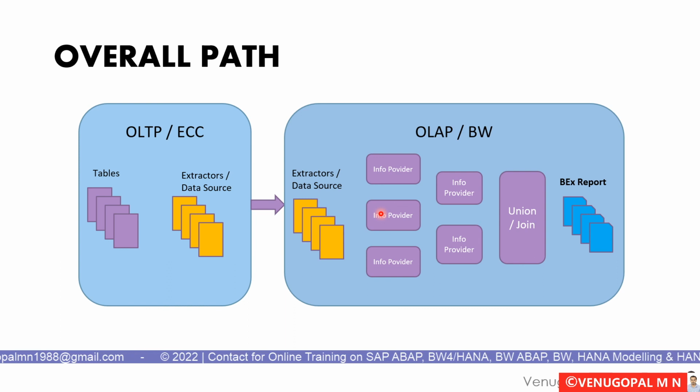With that, we'll see a couple more examples. We'll see what the different types of provider are and all. With that, you will be able to understand. Now you have at least a fair idea what a BW is, and how the data flows from the source system to the BW system and all.